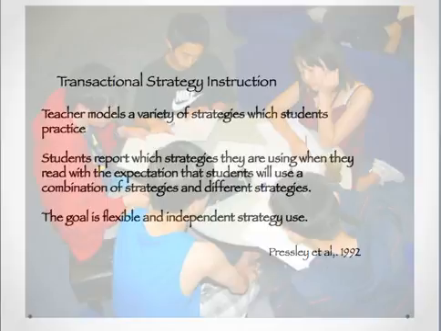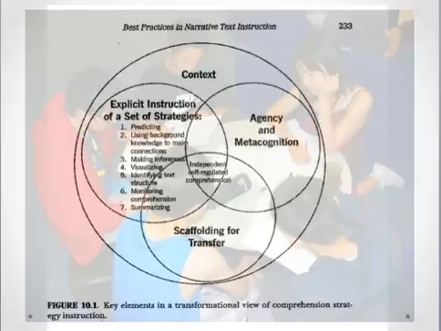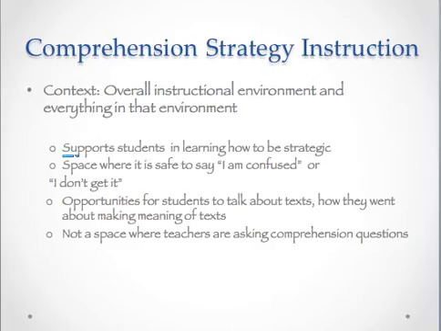Now, when we look at the chapter, Best Practices in Narrative Text Instruction, this is the graphic that they use to talk about effective strategy instruction. There's a context, there's an explicit set of strategies, there's scaffolding for transfer, and then agency and metacognition. And I'm just going to quickly go through these.